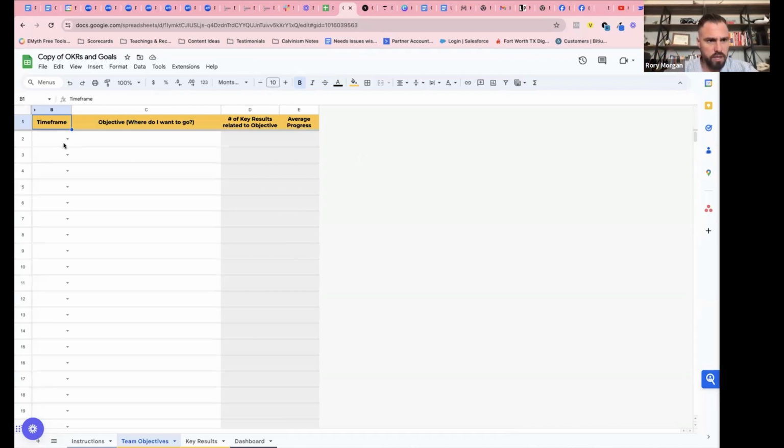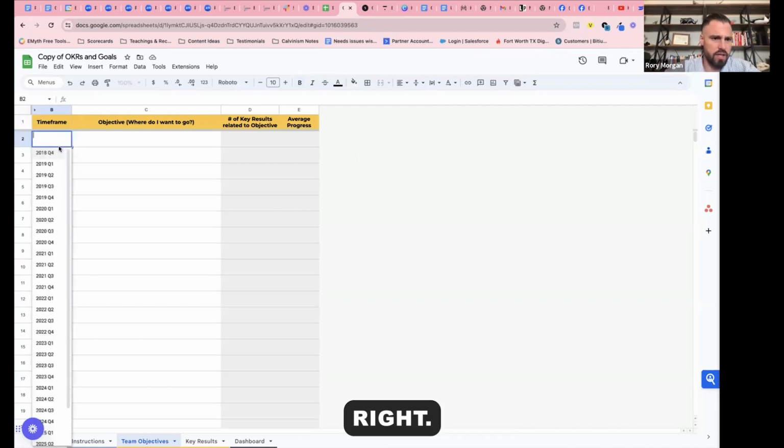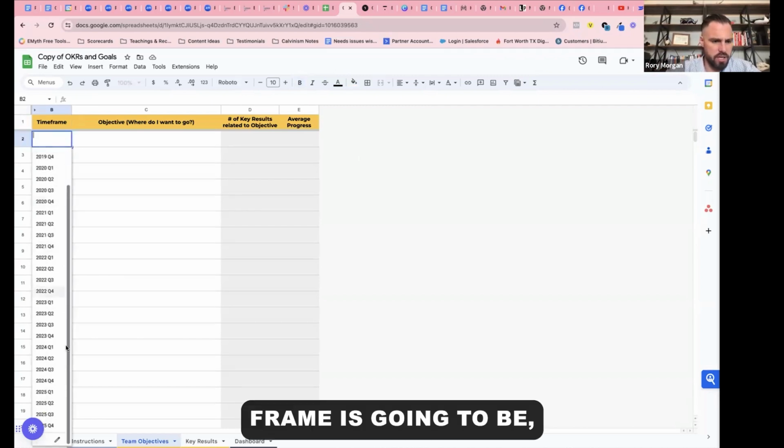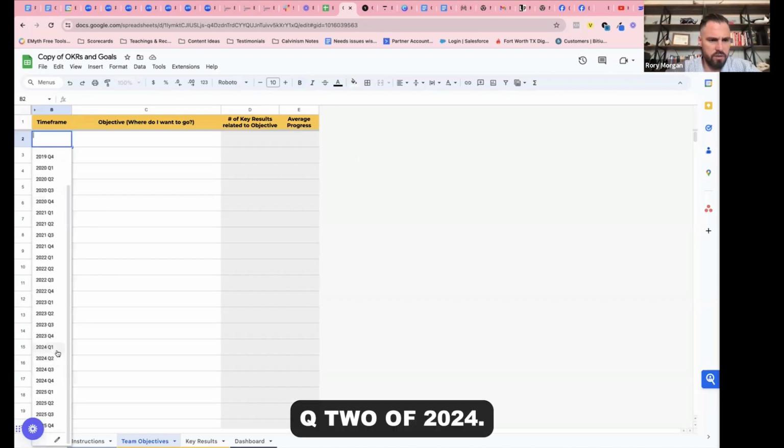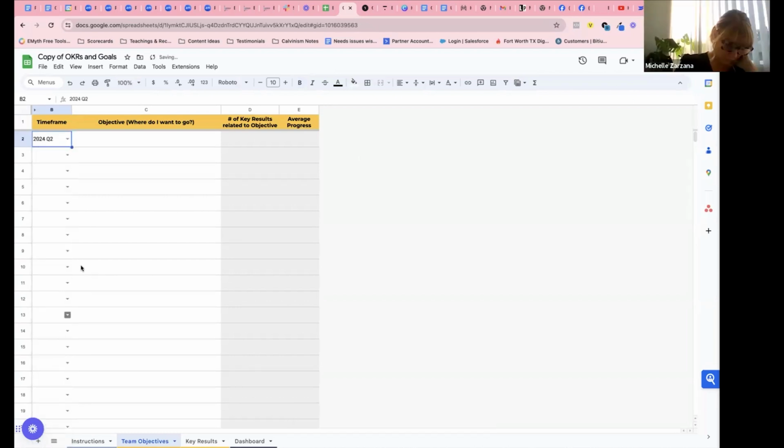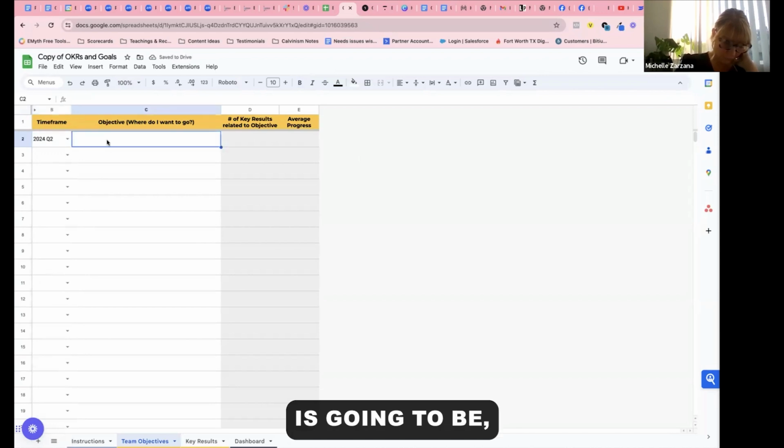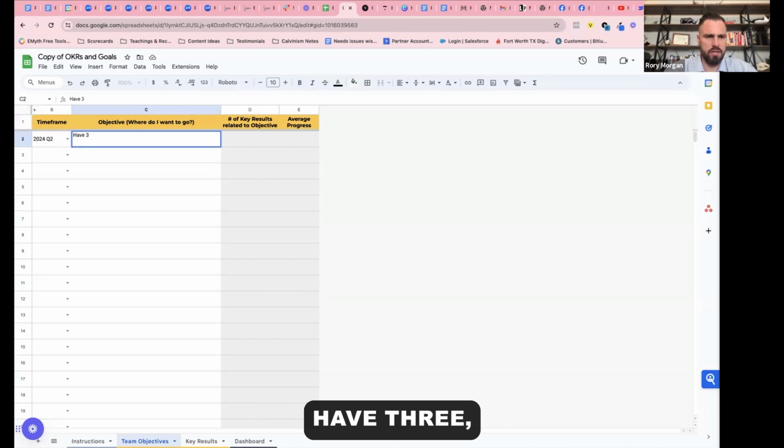So as I fill this out, the time frame is going to be Q2 of 2024. And my objective is going to be have 3 systematic, repeatable lead gen sources.